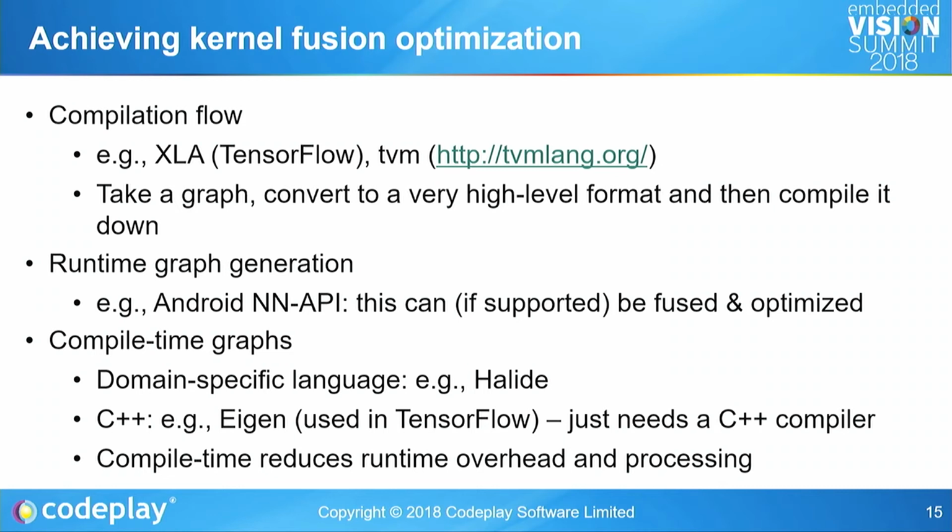Another thing that you can do is at runtime, you can take a whole graph, and then you can fuse it and optimize it together without using a compiler. And what you do is you provide pre-fused nodes. And then, of course, compile time graphs is what I showed before. So Halide or C++, which is in the Eigen library used by TensorFlow, you just have a C++ compiler, and SYCL enables you to do that. The advantage of this is it's compile time, and that allows you to verify the code, pre-build the code for your device. It's good for embedded systems.